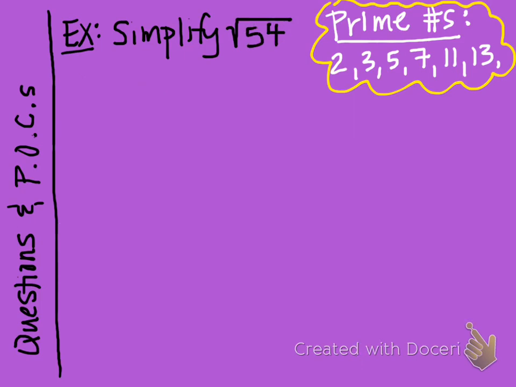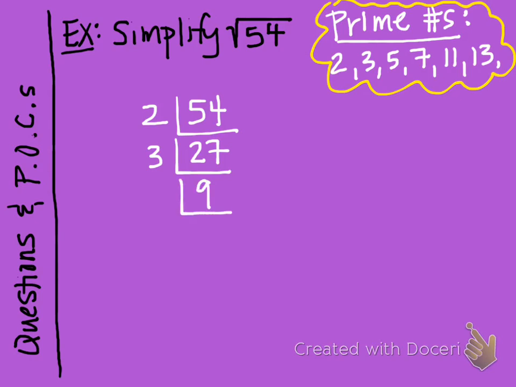Okay, let's try the square root of 54. Since it's even, we always start with the simplest, which is 2. 2 will go into 54 27 times. Then 27 is not divisible by 2, but I know 3 is. 3 will go into 27 9 times. 9 is not prime, so I want to keep going. 3 will go into 9, so I'm going to put 3 out to the side. 3 goes into 9 3 times.